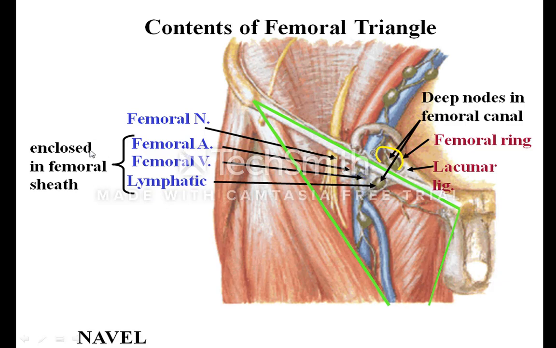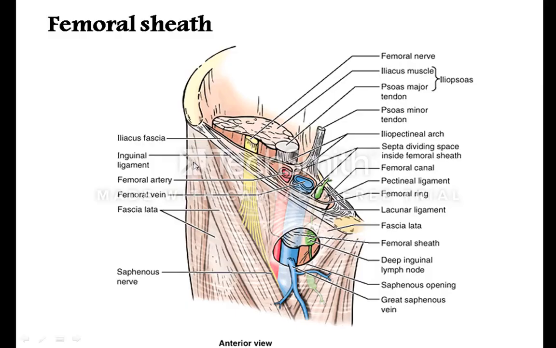And the femoral sheath encloses these three structures. Here is a slide showing the formation of the femoral sheath from the fascia transversalis and the iliacus fascia. And you see this is the femoral nerve, going out of this fascia.